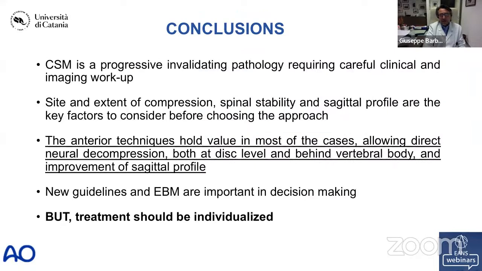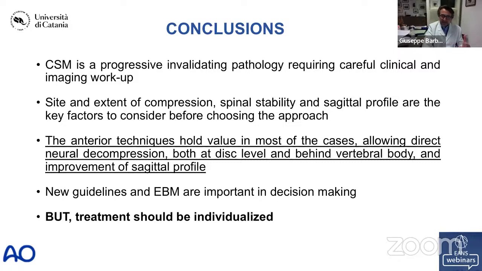So in conclusion, I think that CSM is a progressive disabling pathology requiring careful clinical and even imaging workup. We have to seriously and carefully consider the site and extent of compression, the spinal stability, and the sagittal profile. Please be careful about deformities also, because all these are key factors to be considered before choosing the approach.